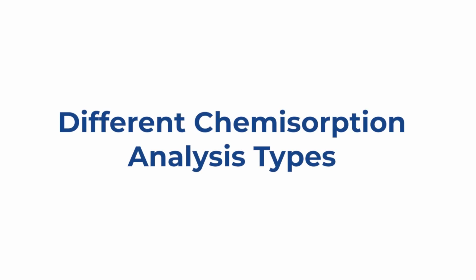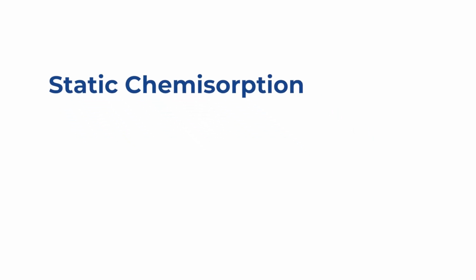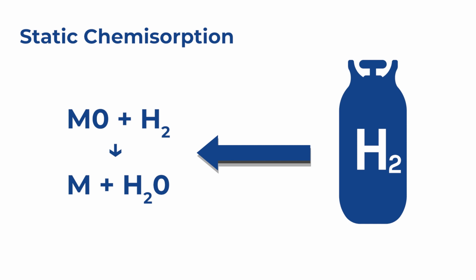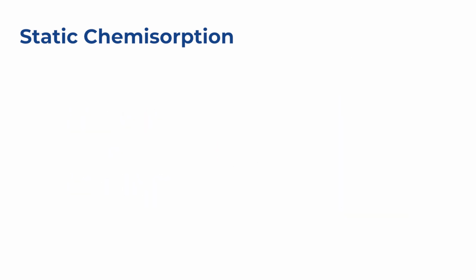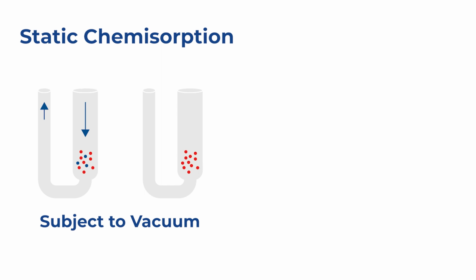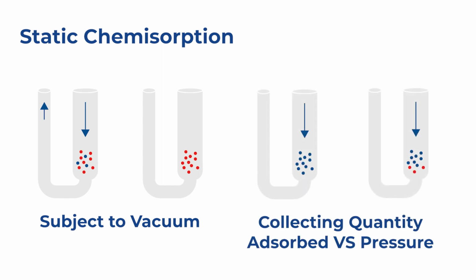While the instrument is running, let's talk about the different chemisorption analysis types, beginning with static chemisorption. During a static chemisorption analysis, the sample will first be prepared, usually by reducing the catalyst by flowing hydrogen at high temperature through the sample bed. Following reduction, the sample tube will be evacuated and subject to vacuum. Next, the sample will cool to the analysis temperature and the adsorptive gas will be dosed, collecting quantity adsorbed versus pressure at several adsorption points.